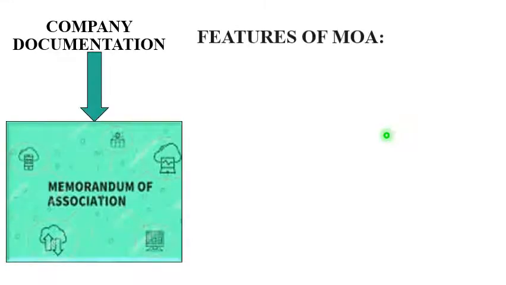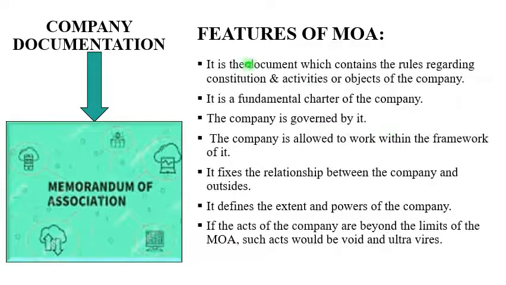So let us see some of the features of the Memorandum of Association. It is a document which contains the rules regarding the constitution, activities and objectives of the company. This is the main document which contains the different activities and objectives for which the company is forming. It is the fundamental charter of the company. The company is governed by it, meaning the Memorandum of Association fixes the powers and functions, the limit of working of the company. The company is allowed to work within the framework of it.